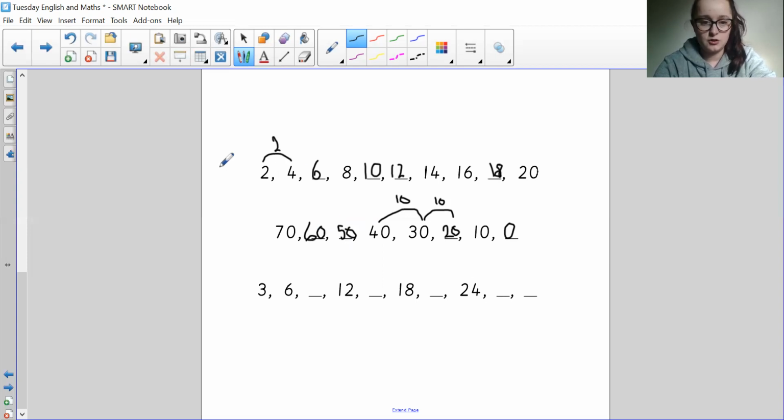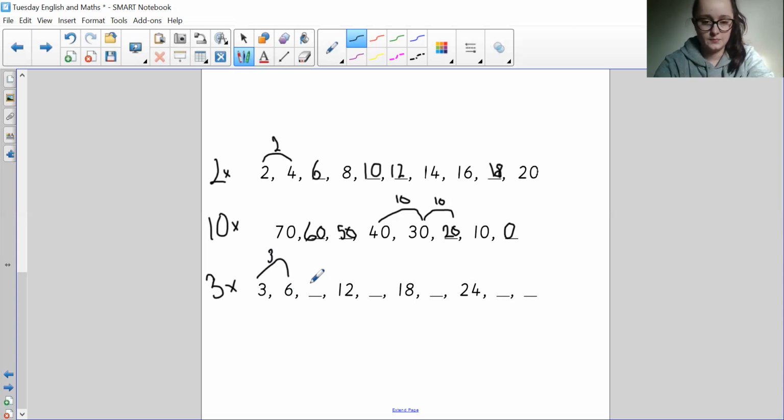So this one's been 2 times tables. There we go. This one has been 10 times tables. I wonder what this one's going to be. So 3, 6. What's the difference between 3 and 6? It's 3, isn't it? So it looks like we're going to be counting up in 3s. There we go. So 3, let's do another 3 there to show that we know what we're counting in.